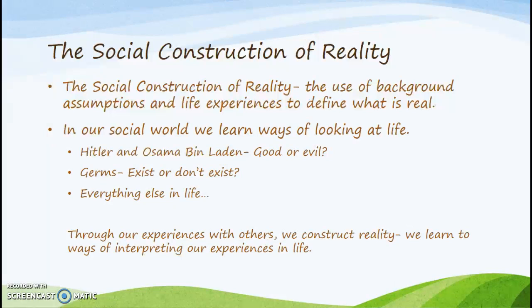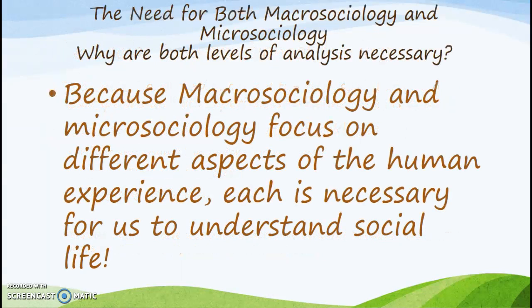So the social construction of reality, this is the use of background assumptions and life experiences to define what is real. In our social world, we learn ways of looking at life. Hitler and Osama bin Laden, good or evil, right? Evil, because that is our social construct. Germs exist or don't exist. We know they do exist. Basically, everything else in life we have made that social construction for. Through our experiences with others, we construct reality. We learn ways of interpreting our experiences in our life.